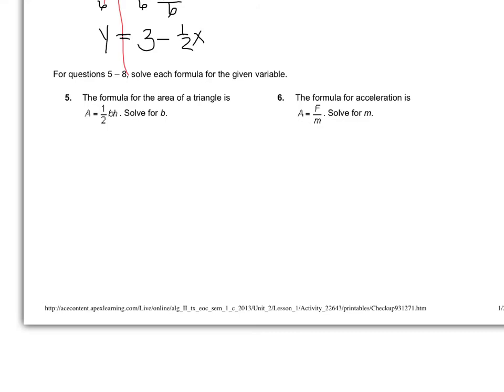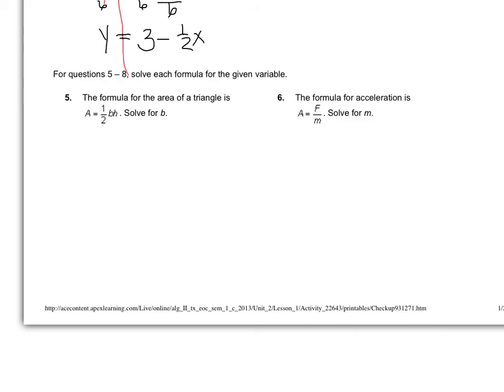Numbers 5 through 8 are a little bit different, and we have not had any like this before. So we're solving a formula for a specific variable. So these are a little bit interesting. So number 5 says the formula for the area of a triangle is area equals 1/2 the base times the height. And we're supposed to solve this equation for B.